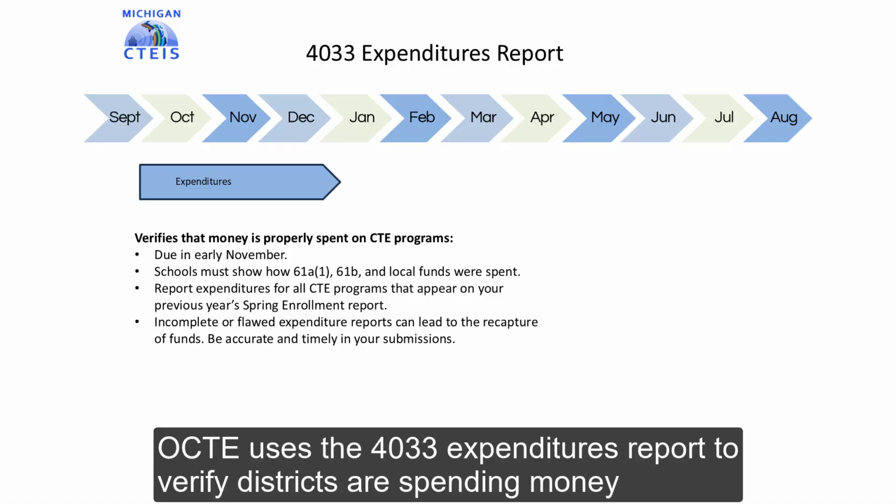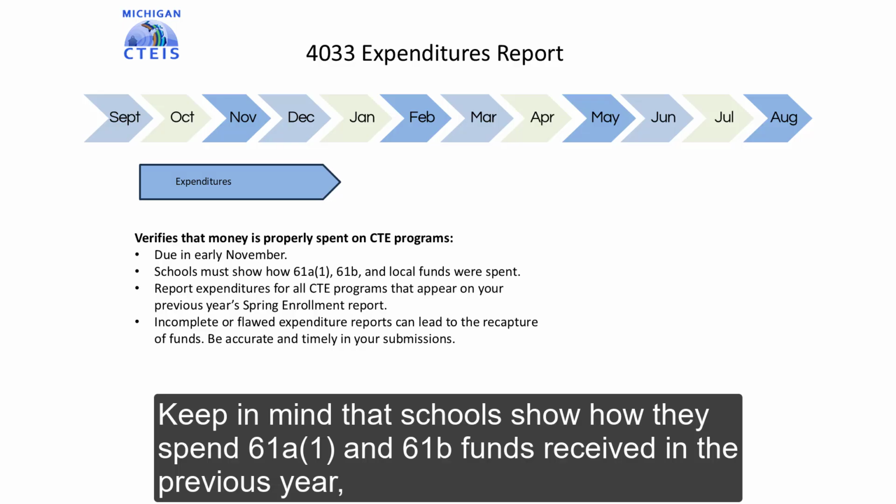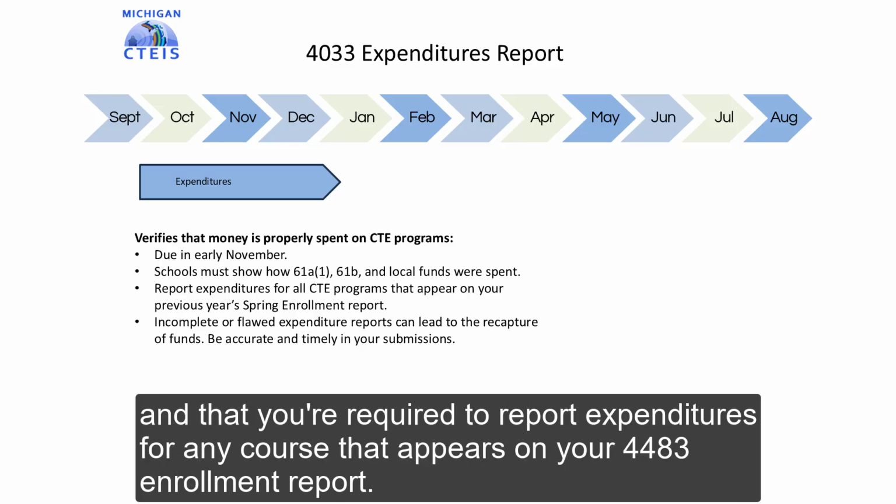OCTE uses the 4033 Expenditures Report to verify that districts are spending money properly on CTE programs, and it's due in early November. Keep in mind that schools show how they spent 61A1 and 61B funds received in the previous year, and that you are required to report expenditures for any course that appears on your 4483 enrollment report.